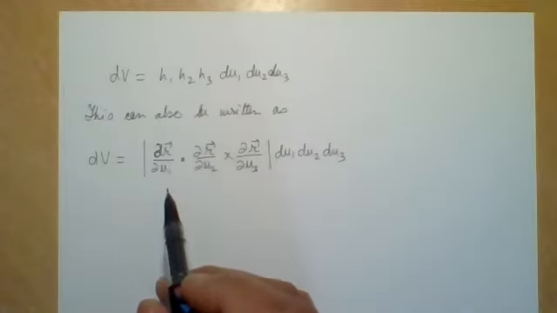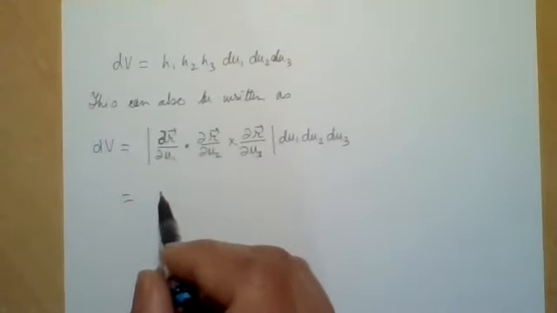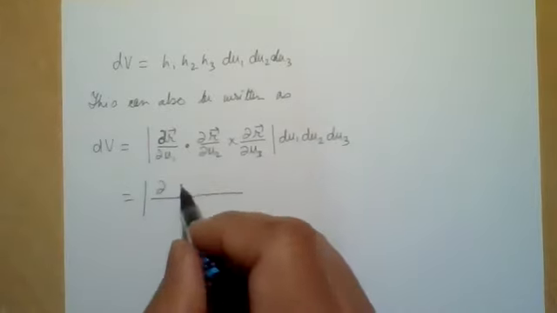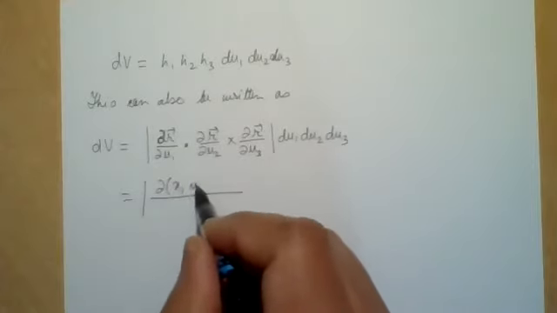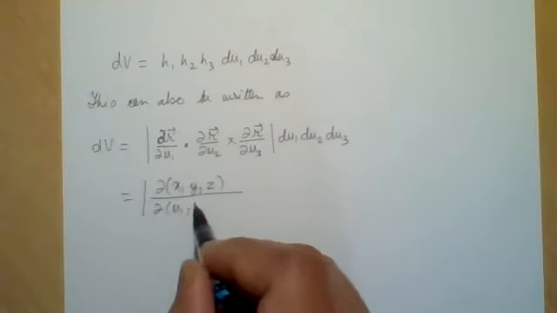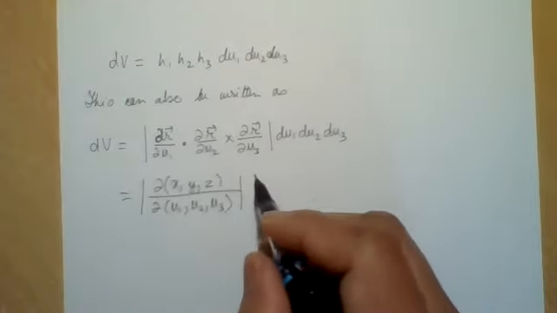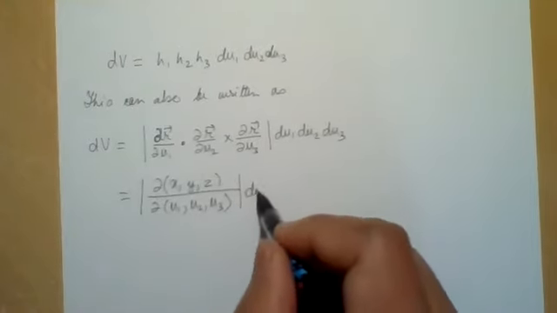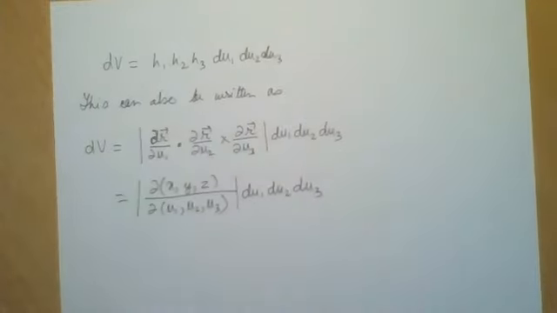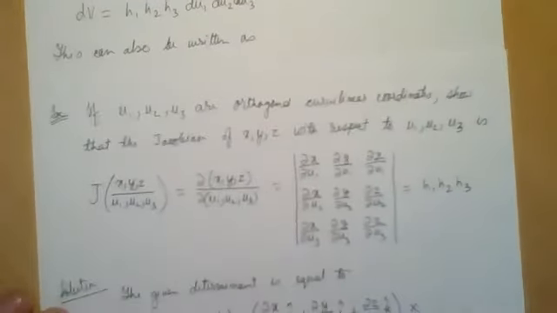This is the Jacobian of the transformation. So this is the magnitude of the Jacobian of the transformation. This is del x, y, z divided by del u1, u2, u3 multiplied by du1, du2, du3. So this is nothing but the Jacobian of the transformation.